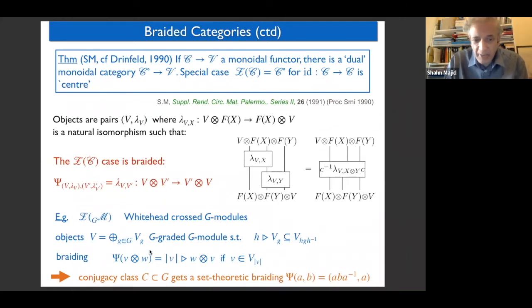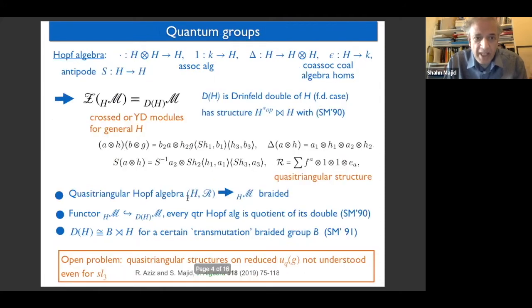Now, of course, you're not limited to groups or sets. So I want to show you a bit of the wider background. If you take this construction and apply it to a Hopf algebra, I'm sure everybody knows what a Hopf algebra is at this point, but I'll just say it in one line.